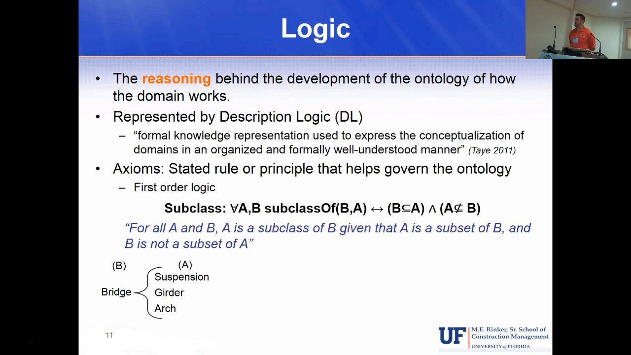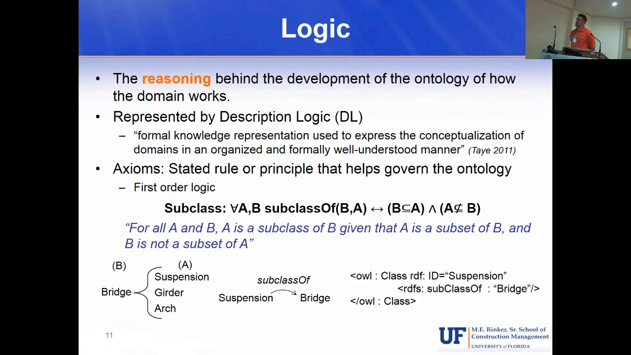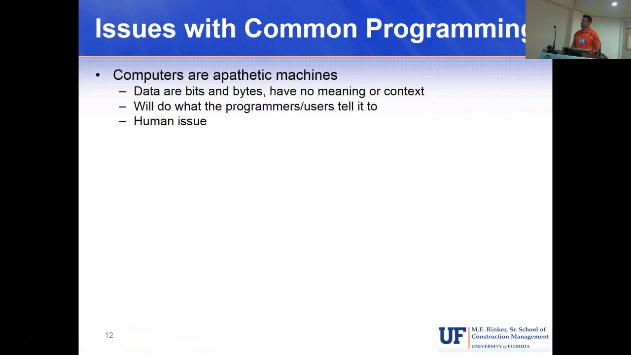We can use a bridge as an example. So suspension, girder, and arch are all subclasses of a bridge. And then we can insert it into a language, and then we can have the description class and so on. So these axioms are user defined about our knowledge.